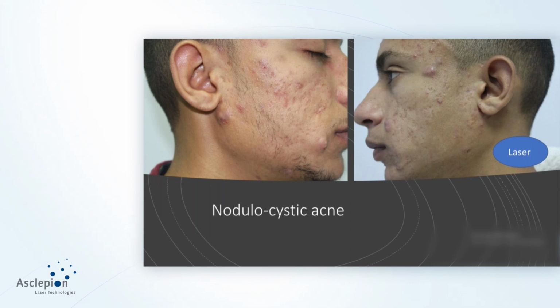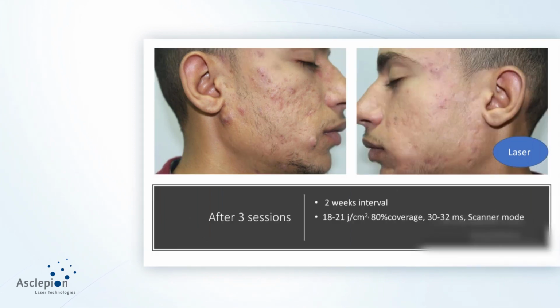The left side was treated by QuadroStar and the right side was treated only by topical antibiotic. I think the difference is clear. The left side improves significantly, while the right side is still suffering from nodulocystic acne. The parameters used: fluence 18 and increased to 21 after 3 sessions. We took 3 sessions, at a 2-week interval.